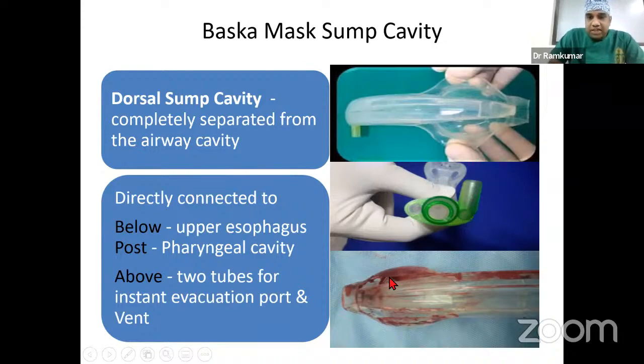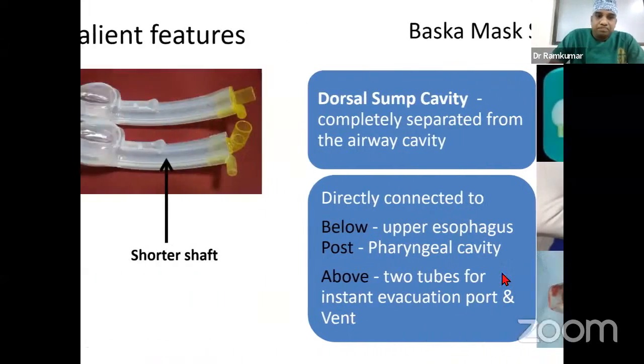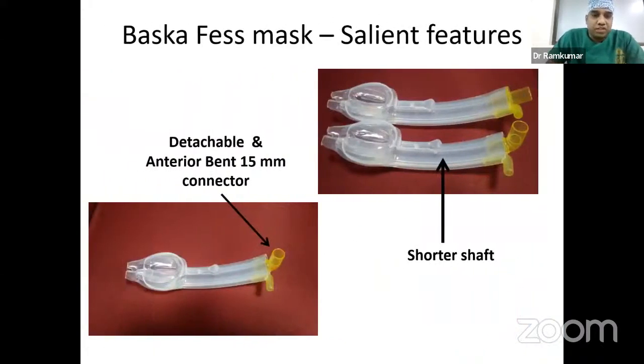This is the blood which is collected. I've used this for a nasal surgery. So the blood which is coming from the nasal cavity is collected in the sump part, and that is also open. It is connected to the hypopharynx, and that can be aspirated. And so the ventilation aspect is also good. The aspiration risk is also very drastically reduced.